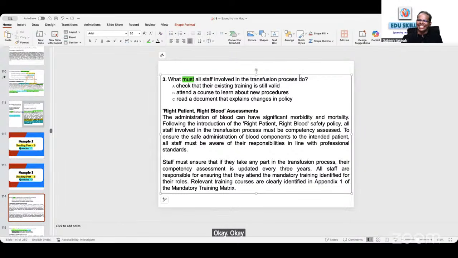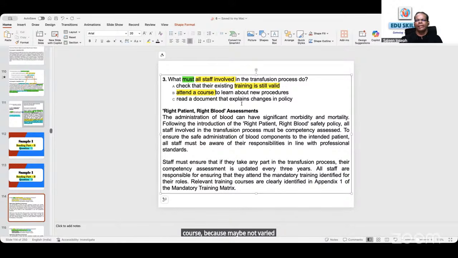So all staff involved, right? Same here. Yes, the process. These are important. Option A, check that their existing training is still valid. Training is still valid. Option B, attend a course to learn about new procedures. Attend a course. A new procedure. Attend a course concept, no? The other one is still valid. This is attend a course, because maybe it is not valid.